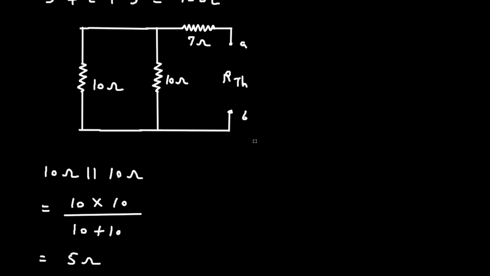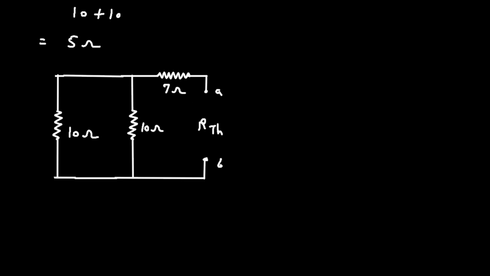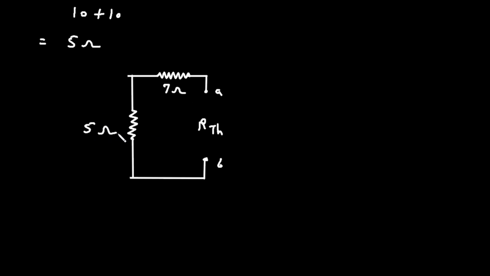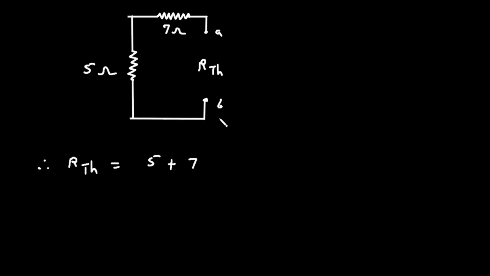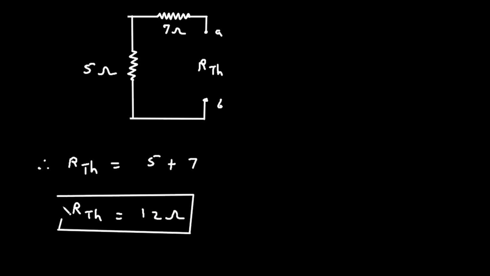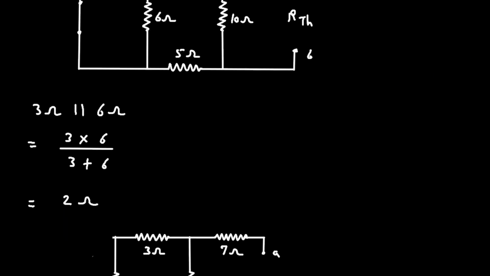Again we can replace these two resistances by a single resistance of 5 ohm. So let's replace 10 ohm parallel with 10 ohm by a single resistance of 5 ohm. Now here this will be 5 ohm. Now this 7 ohm and 5 ohm are connected in series. So therefore RTH is equal to 5 plus 7. So therefore RTH is equal to 12 ohm. Now we got the value of RTH.